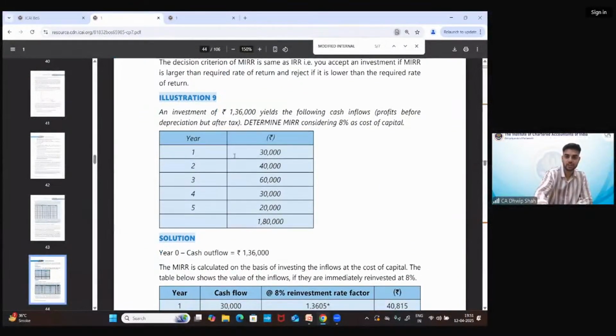This illustration number 9, you can try as homework. They have given the stream of cash inflows each year: 30,000, 40,000, 60,000, 30,000, 20,000. They have given the cost of capital, that is your desired rate of return. So what MIRR says is that individual cash inflows we have to bring to a single cash inflow at the terminal year. So this 30,000 of cash inflow generated in year 1 will be reinvested for further 4 years at 8%. Likewise, 40,000 generated in year 2 will be reinvested for further 3 years, and likewise for 60, 30, 20.